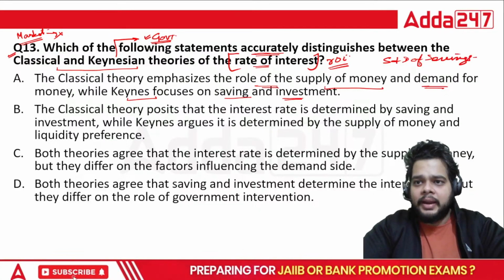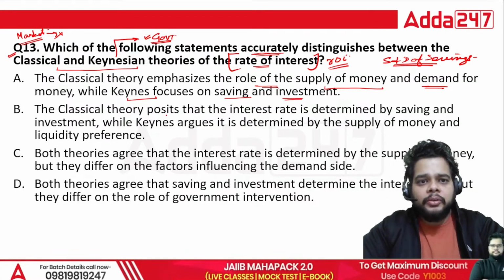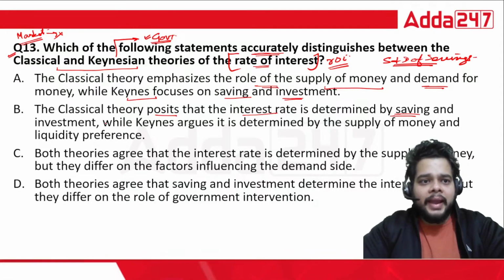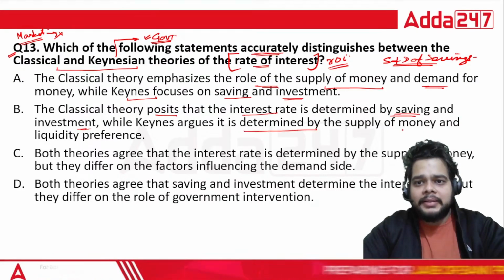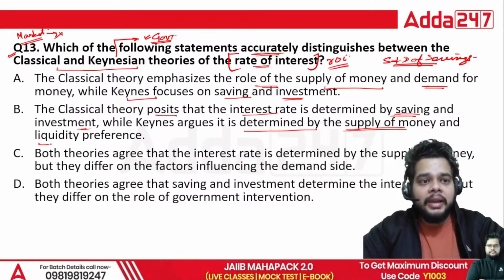Whether this is right or not: the classical theory posits that the interest rate is determined by saving and investment, while Keynes argues it is determined by the supply of money and the liquidity preference.